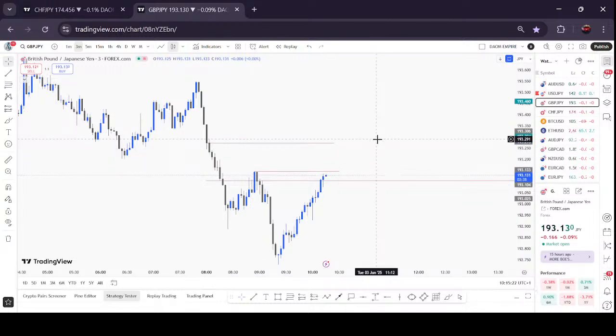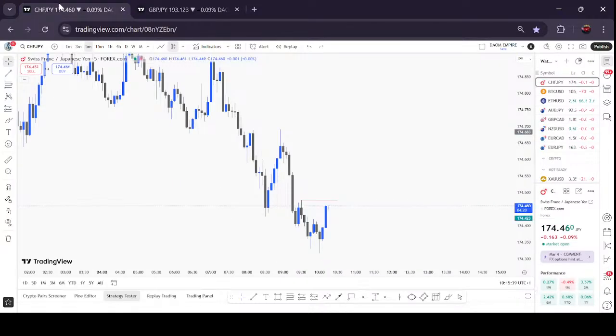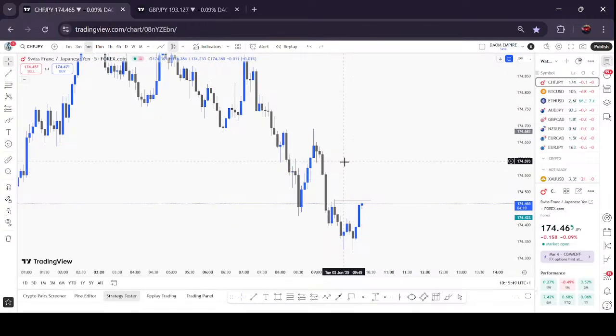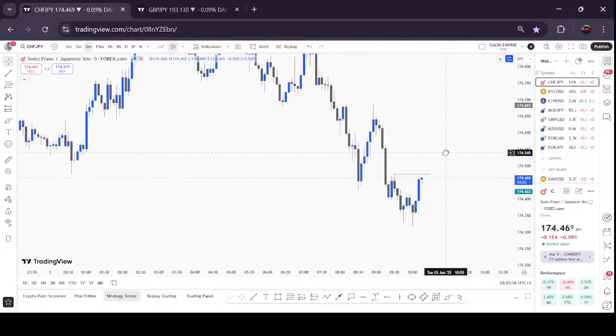GJ, push up, keep pushing. Okay, anything above this line on GBP JPY, I might be looking out for a sell. But the truth of the matter is, I'll be more confident in a GBP JPY sell than CHF JPY. But all of them, I'm confident they are going to sell.